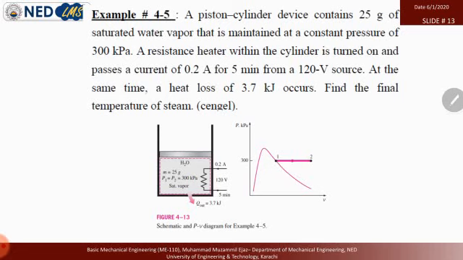A piston cylinder device that contains 25 gram of saturated water vapor is maintained at constant pressure of 300 kilopascal. A resistance heater within the cylinder is turned on and passes a current of 0.2 ampere for 5 minutes from a 120 volt source. At the same time, a heat loss of 3.7 kilojoules occurs. Find the final temperature of steam.